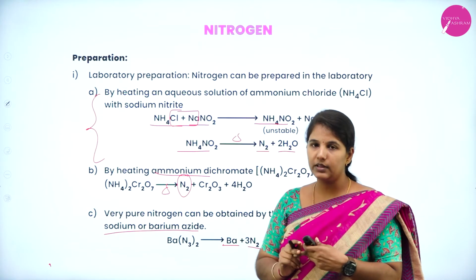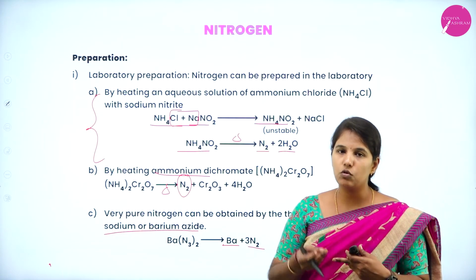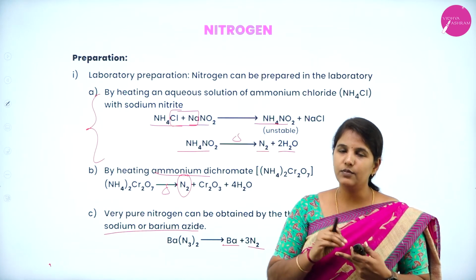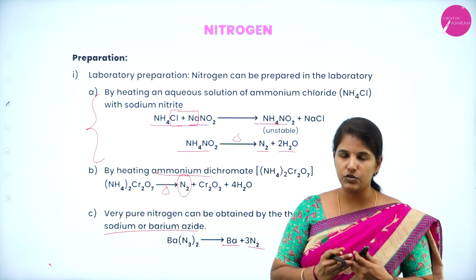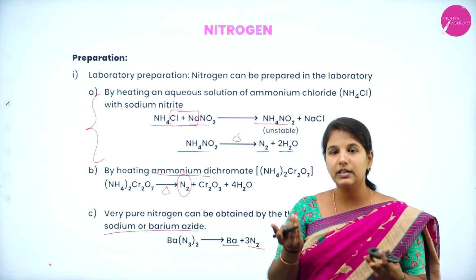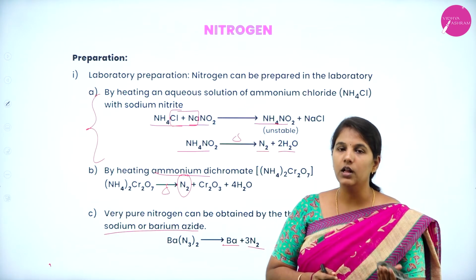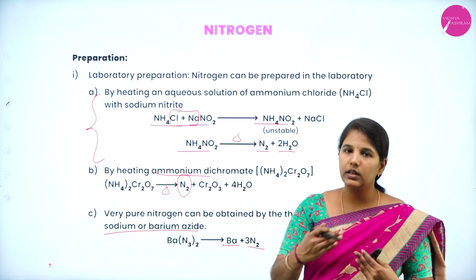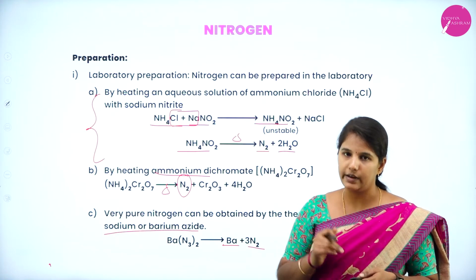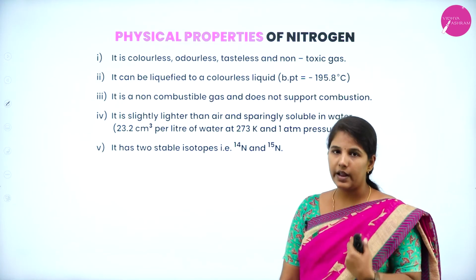The first one is a laboratory method where you take an aqueous solution of ammonium chloride and allow it to react with sodium nitrite. It forms what? Ammonium nitrite, which is unstable, and upon heating it gives rise to dinitrogen. Then, just by heating ammonium dichromate, you will get dinitrogen, and also by considering barium azide or sodium azide, just by doing the decomposition reaction, you will get pure nitrogen, that is dinitrogen.